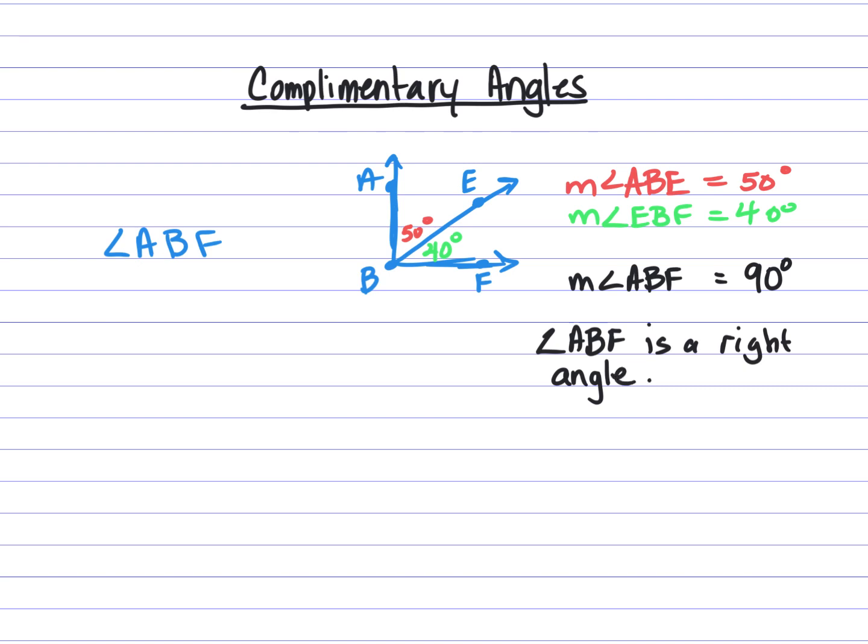I can also say, and these are just little side notes here, that ray AB is perpendicular to ray BF. Because when two rays or two line segments or two lines form a 90-degree angle, they're perpendicular. Okay, they're intersecting at a 90-degree angle.